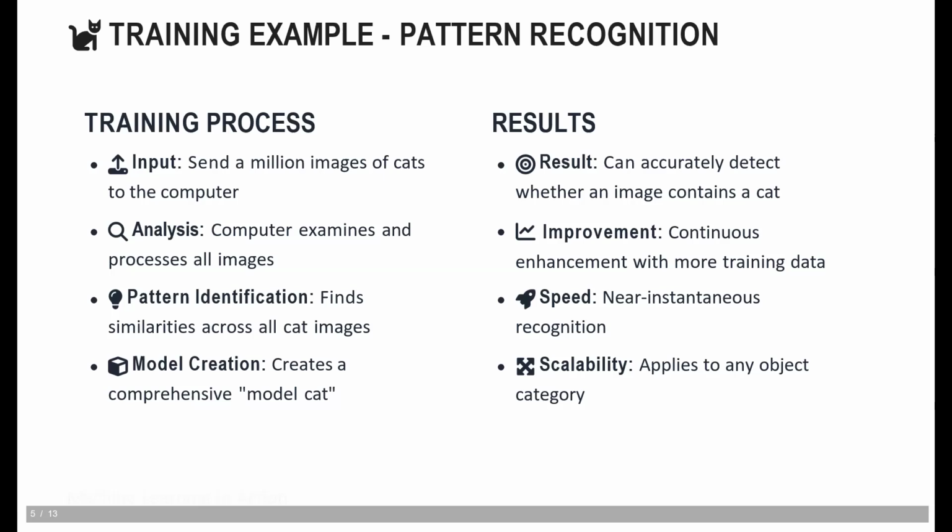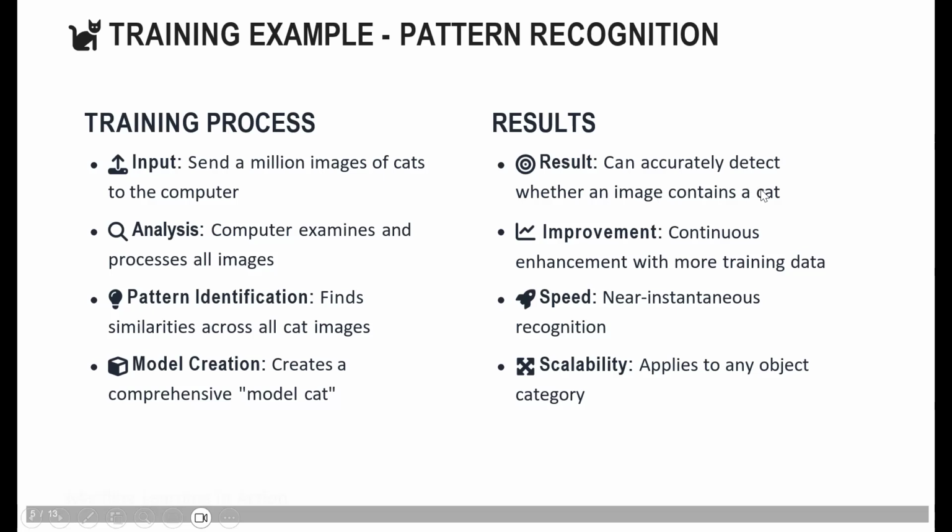So first of all, the training process. Again, the same thing has been written up. We need to send millions of images of cats to the computer. Then what will it do? It will analyze and examine all the images. It will find some patterns of similarities among themselves. Then it will create a model and then we will get a result. What type of result will we get? The result can accurately detect whether the image contains a cat.